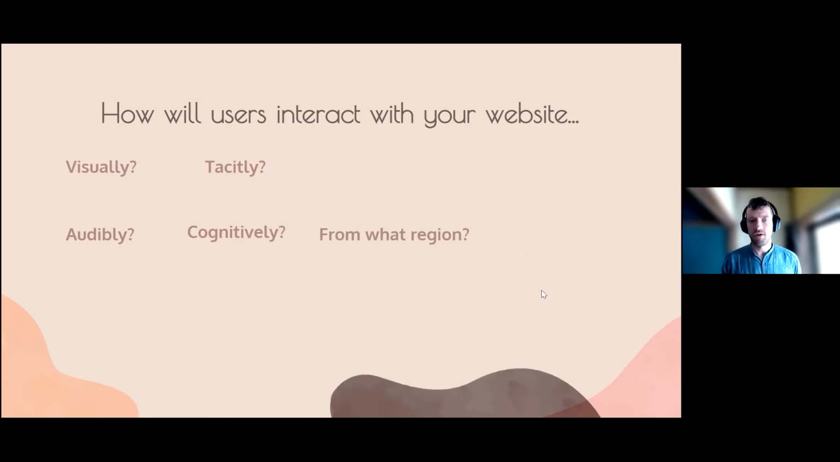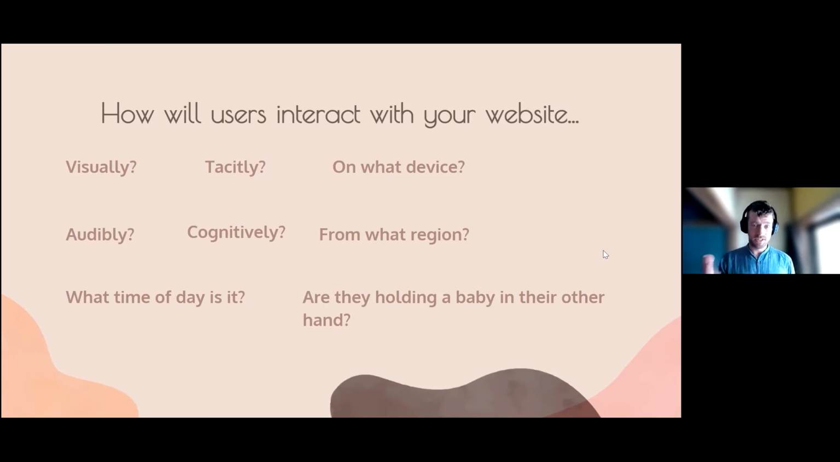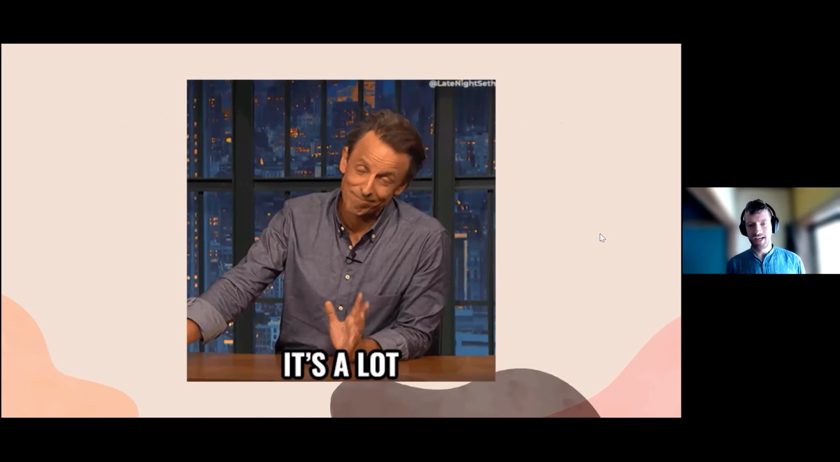From what region are they going to be interacting with your website, and on what device? What time of the day is it when they're interacting with your website? And even, are they doing something like holding a baby in their other hand, so they need to interact with your website only using one hand? The goal of this question is to frame in our heads that our website should be accessible to every person, all people. So that's a lot. It's a big task.